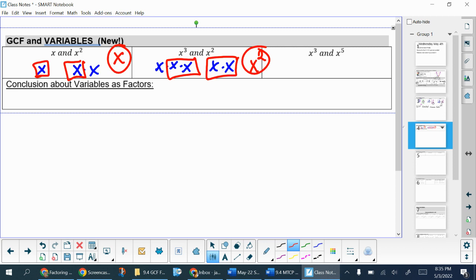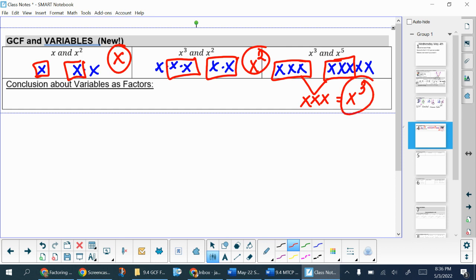And then if I get something like this, you might think, well, those numbers are getting bigger. This is going to be harder. But let's look here. X to the third is just x times x times x. X to the fifth would be 5 x's all multiplied together. And the big thing we're looking at here is, this one has 3 x's. This one also has 3 x's plus some more. So the thing that's in common between them is those 3 x's, or x to the third. That's our greatest common factor.